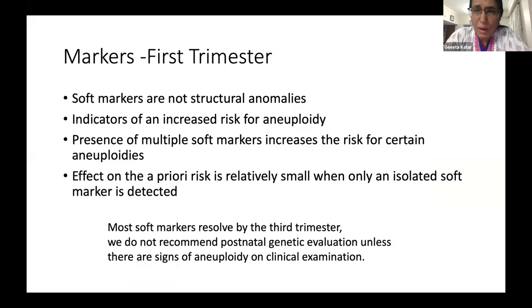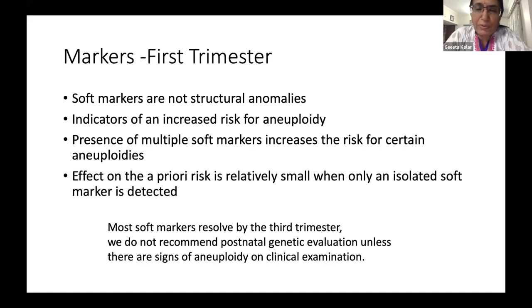So what are markers? Why do we say they are markers and not malformations? Because they are not structural abnormalities. They do not cause any functional abnormality, but they are indicators of an increased risk for aneuploidy. So we look for markers because they are associated with increased risk of aneuploidy. And as the number of markers increases, so does the risk for certain aneuploidies. And they have an effect on the a priori risk.